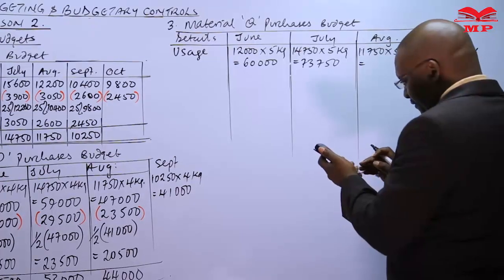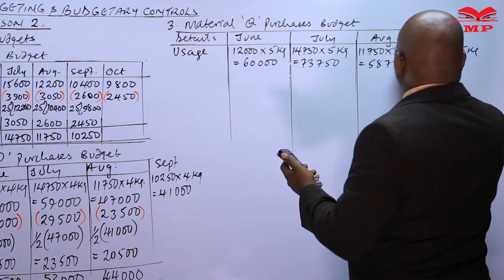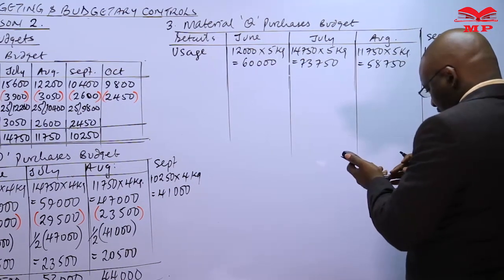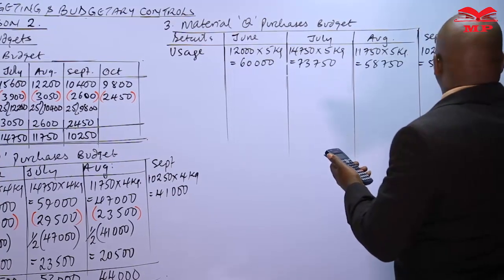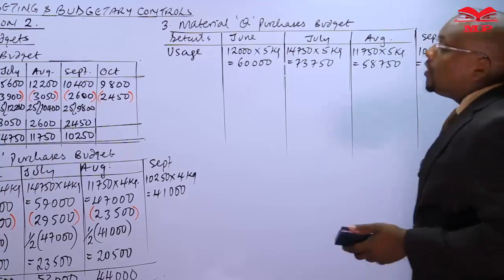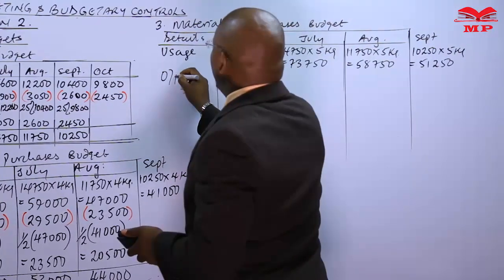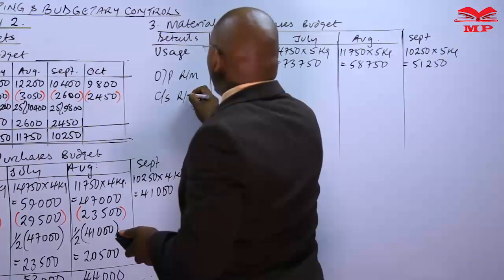11,750 times 5 giving us 58,750 kgs, and 10,250 times 5 giving us 51,250 kgs. So with that now we can work with the opening and closing. So this is the opening of raw material, and then you have closing of raw material.